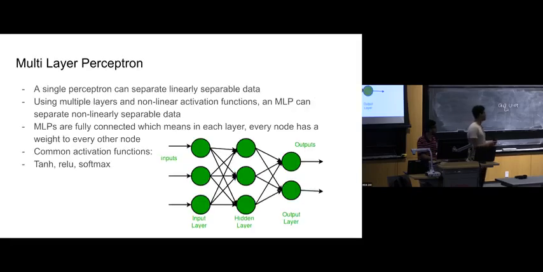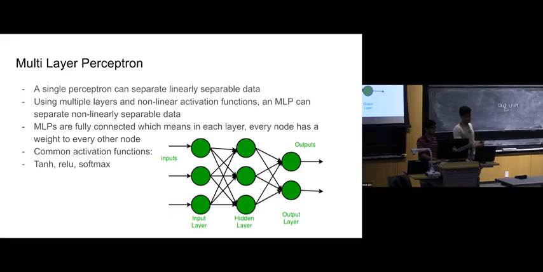So for the rest of this recitation, we'll be going over some common neural network architectures that you'll see in a lot of the papers we read. The first is just a multi-layer perceptron. Very simple. A single perceptron is one of the simplest machine learning algorithms, and it can only separate linearly separable data. But once we use multiple of these, put in layers, and use nonlinear activation functions, an MLP can separate non-linearly separable data as well.